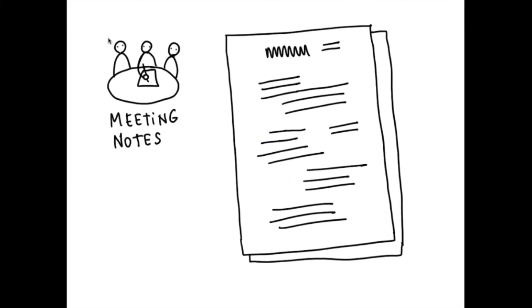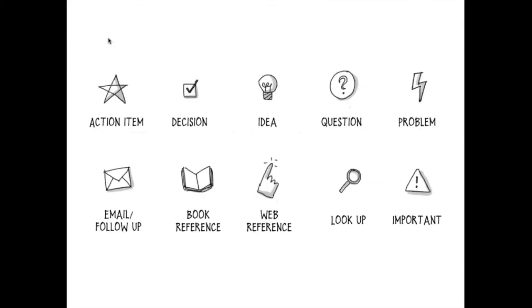So if you write meeting notes by hand, if you just insert these little icons into the text, you might want to write in smaller chunks, and then next to the things put the icons for if you have a follow-up email, if you have an idea, if you have a question, if something is important.